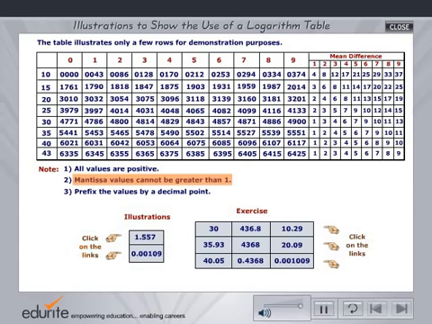Mantissa values cannot be greater than 1. And do not forget to prefix the values by a decimal point. To learn how to get the logarithm of a number, let's see some illustrations. Click on the number 1.557 to know how to get its logarithm.